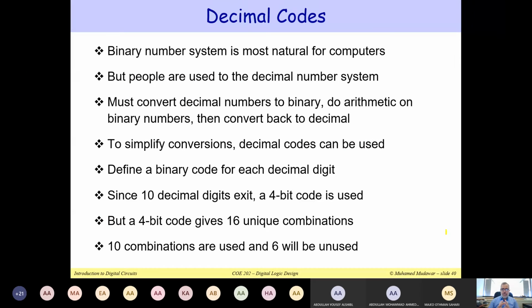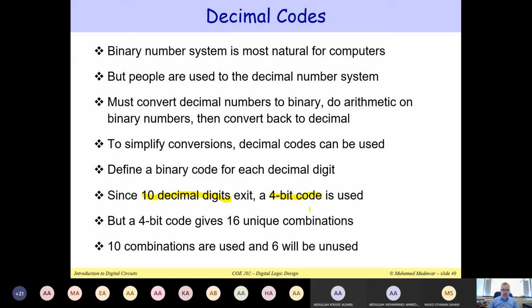So decimal codes: as we have seen, binary is the most natural for computers, but people are used to the decimal number system. So people came up with the idea, why not assign codes in binary to these decimal digits? These are called decimal codes. We need 4-bit codes because 3 bits will not be sufficient. We have 10 decimal digits, so therefore we need 4 bits.